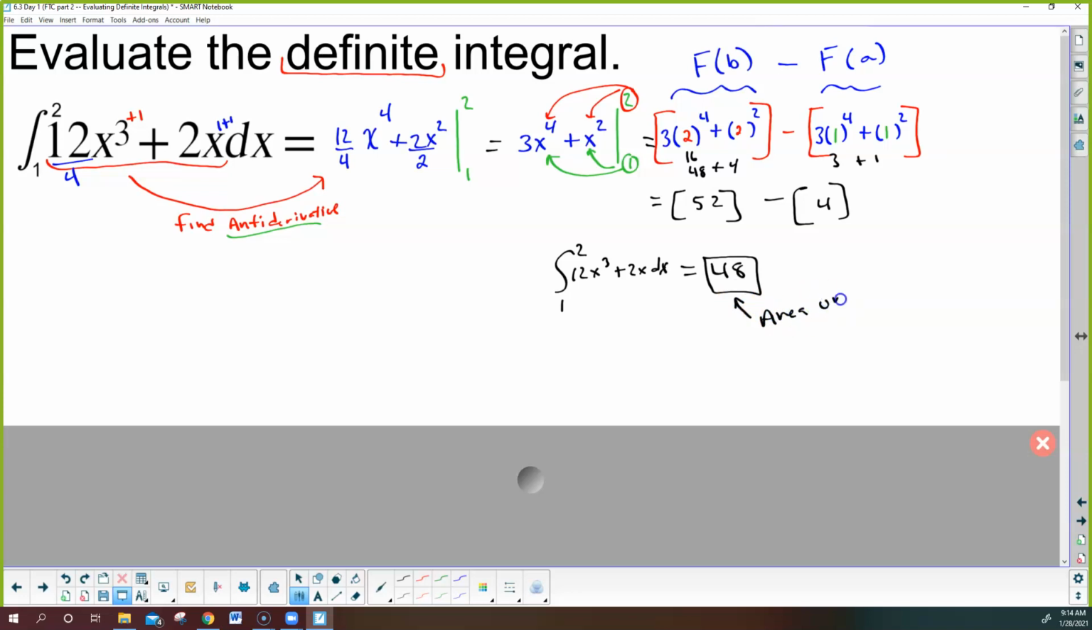This is the area under the curve 12x to the 3rd plus 2x, from x equals 1 to x equals 2. And since we know the points 1 to 2, we aren't going to have a generic plus c, and this is just the area that would be filled. So if I was to graph it and shade between this function and the x-axis, I would fill up 48 square units.